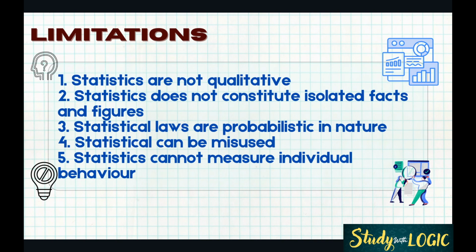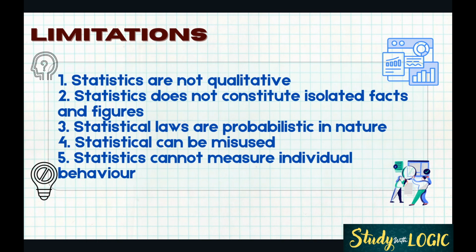The next one is statistics does not constitute isolated facts and figures, which means that single numbers are not useful. If you see, one person's salary is not statistics, but at the same time, the average salary of 1,000 people is statistics. Statistics only work when you have a group of related numbers.